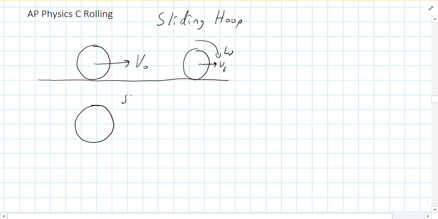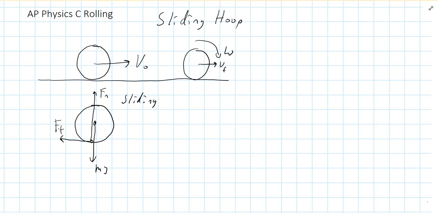While it's sliding, you're going to have gravity pulling down on it, that's your mg. You're going to have the normal force acting at the bottom of the hoop, pushing up. And then you're going to have the force of friction. This will be kinetic friction because the hoop is sliding, it's not rolling yet. By the way, once the hoop starts rolling, friction becomes basically zero because you don't need to speed it up. So friction goes from kinetic friction to basically zero at that point.